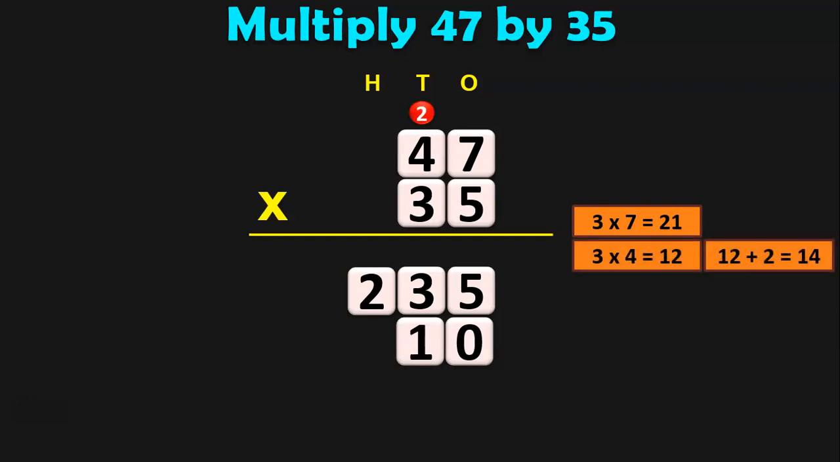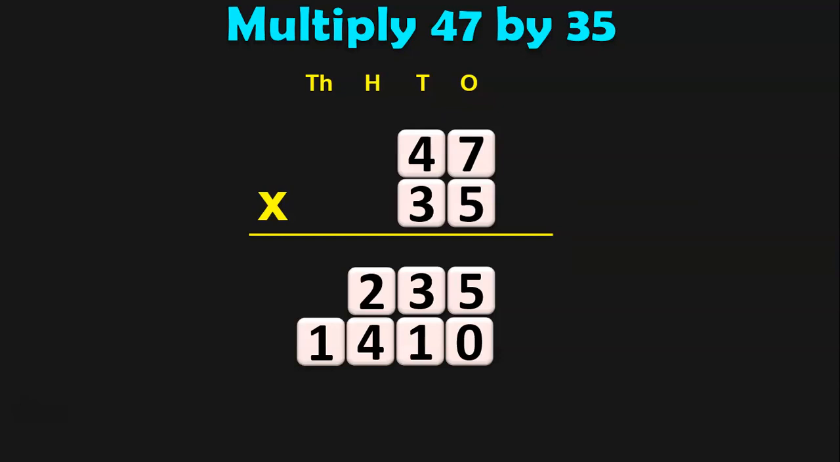12 plus 2 is 14. So 4 in the hundreds place and 1 will move to the next place value, thousands place. Now we got two products. You have to add these two products to get the final answer.